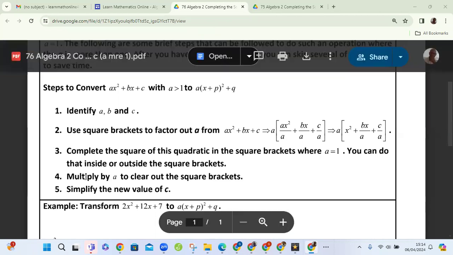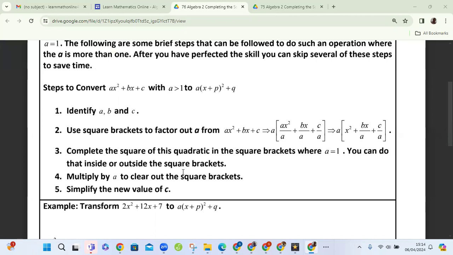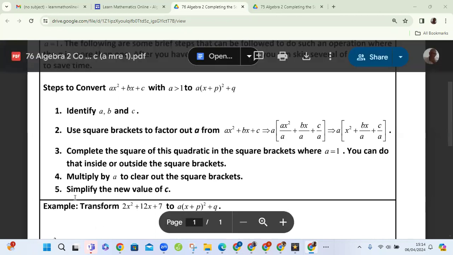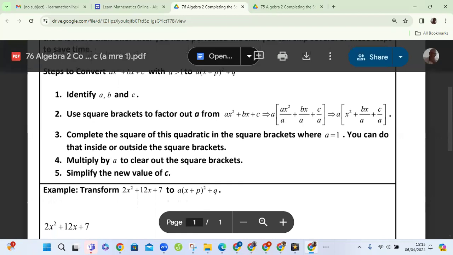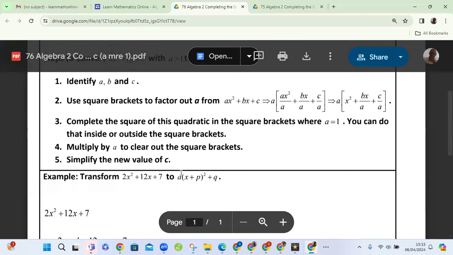But for step 4 now, you have to multiply by a to clear all the square brackets, and you're going to get a final answer with a number, which will be a, outside of that curved bracket, and you're going to have your new completed square. And you have to simplify to find a new q, if you want to put it that way. Not new c, new q.